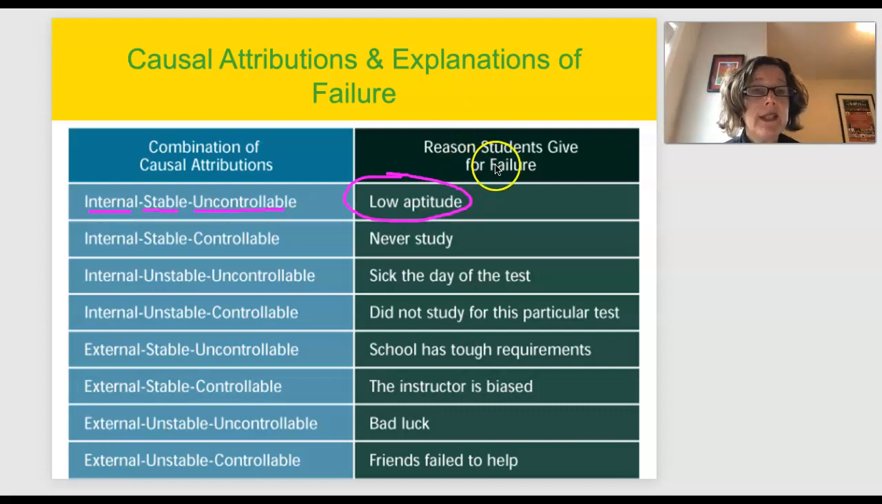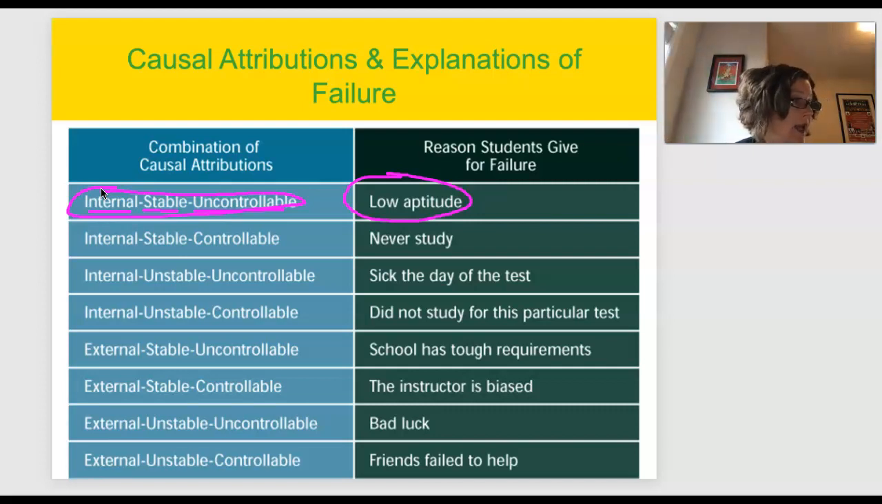So this is a reason one student may give for failure: "Yeah, I'm just not smart enough." So these are the particular reasons why a student will say that it's internal, it's stable, it's uncontrollable. They feel that they have no way to become successful in that particular schooling situation.